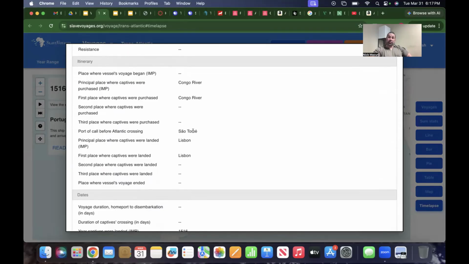And this is kind of interesting because you see that they started with 400 slaves, then they stopped with two, and then they arrived in Lisbon with 298. Is it possible that everybody died? That maybe a quarter of the people perished on the ship? It's possible. It's also possible that some of them got off in Sao Tome.